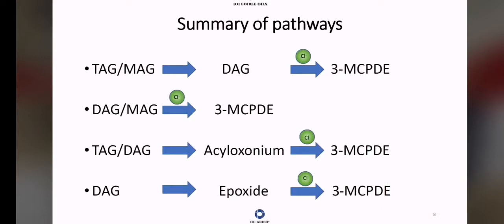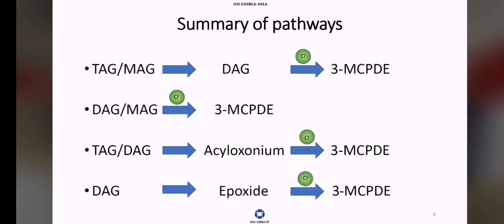Now, what you can see from that map as well as the subsequent slides is that triglycerides and monoacylglycerides can become diglycerides, and then with the presence of chlorides, they become 3-MCPDE. DAGs and MAGs, again with reaction with chlorides, can become 3-MCPDE. And TAGs and DAGs can become acetoxonium, with chloride reaction become 3-MCPDE, and the DAG can become epoxide to become 3-MCPDE. That last one will be referred to again later, but the rest of it shows how we can actually form 3-MCPDE.